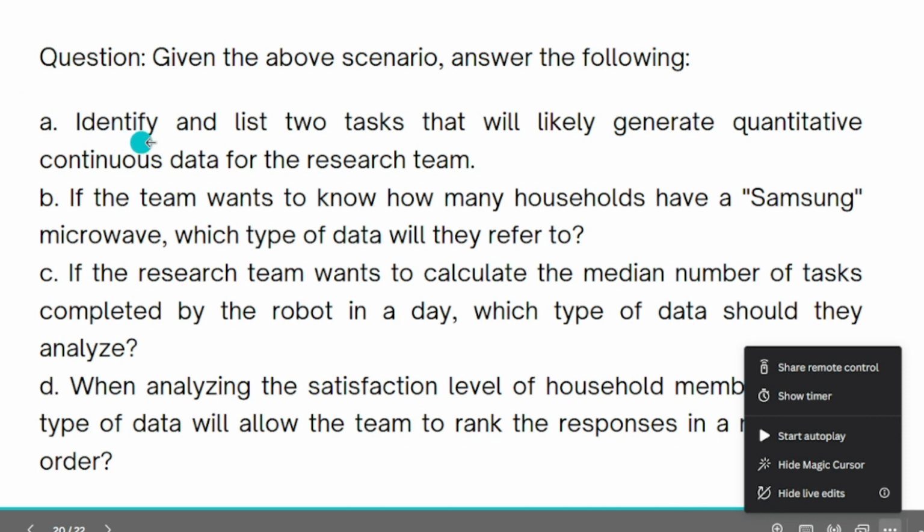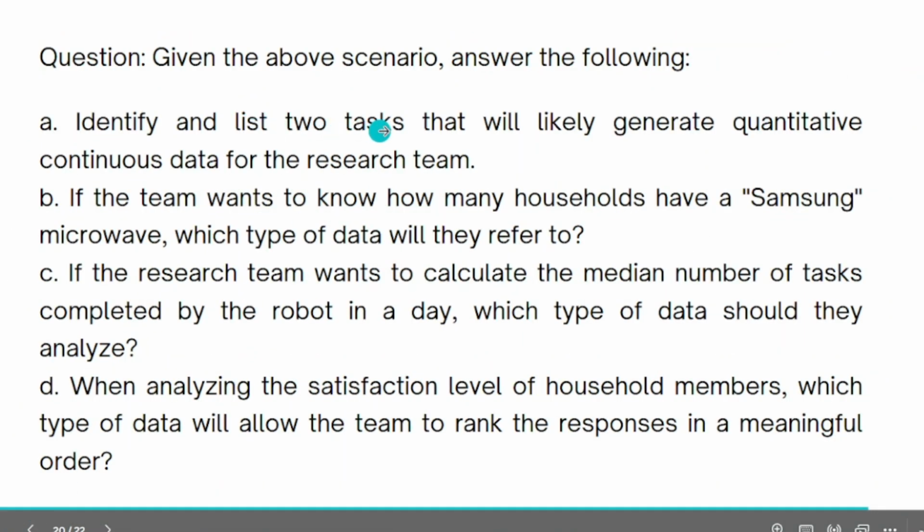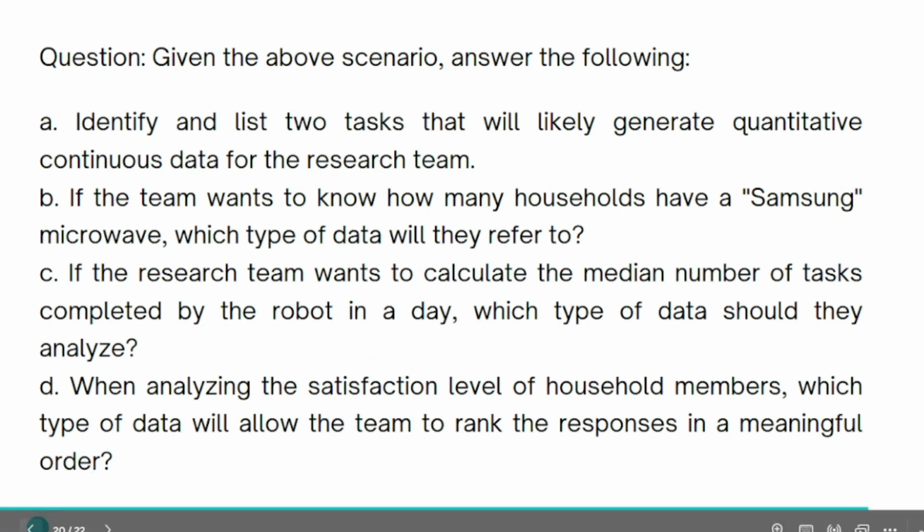So the first one is identify and list two tasks that will likely generate quantitative, it's a continuous data for the research team. So any task where the time taken can vary and it isn't restricted to whole numbers can be considered as a continuous data. So from the scenario that is given, the time taken by the robot to clean the room.